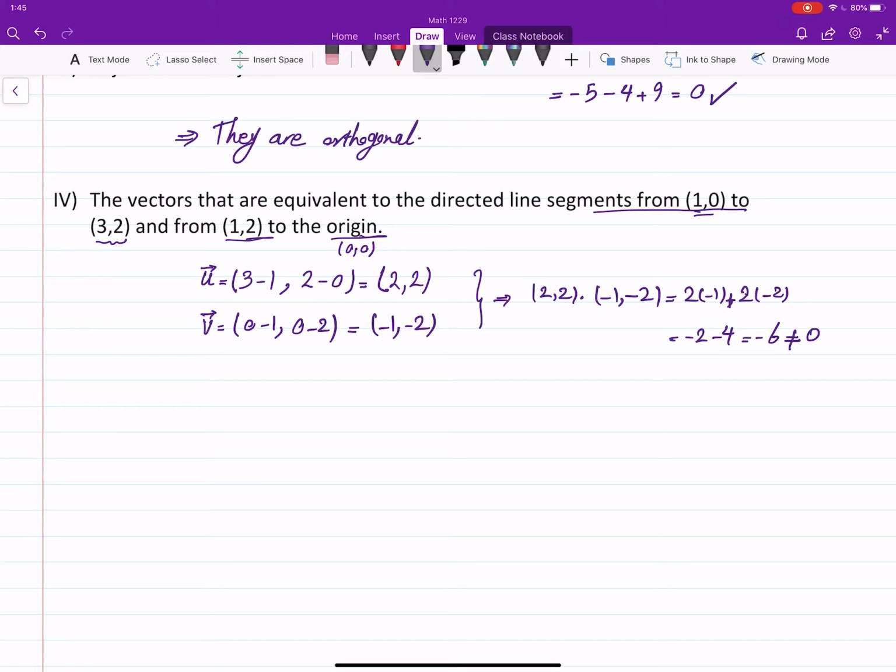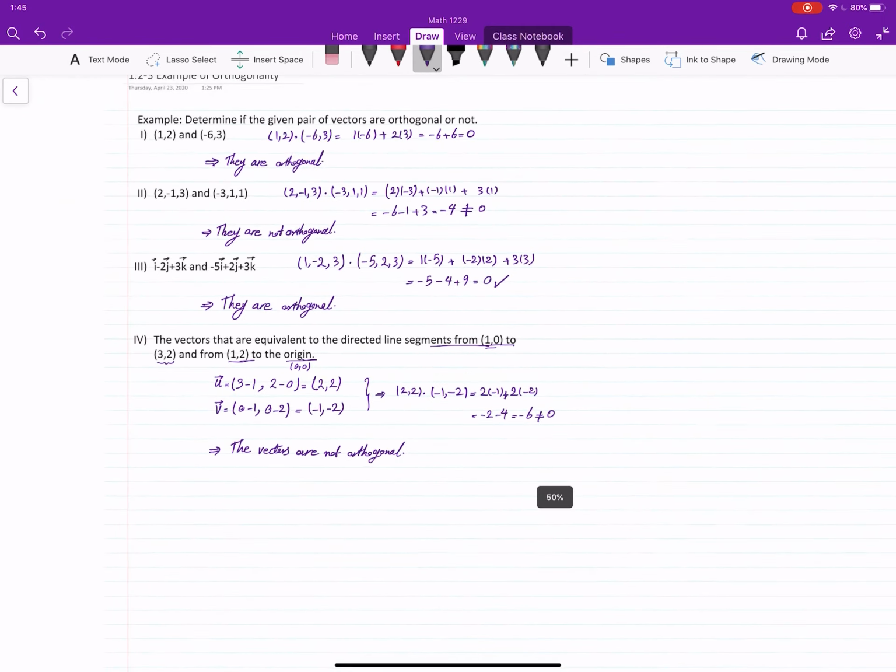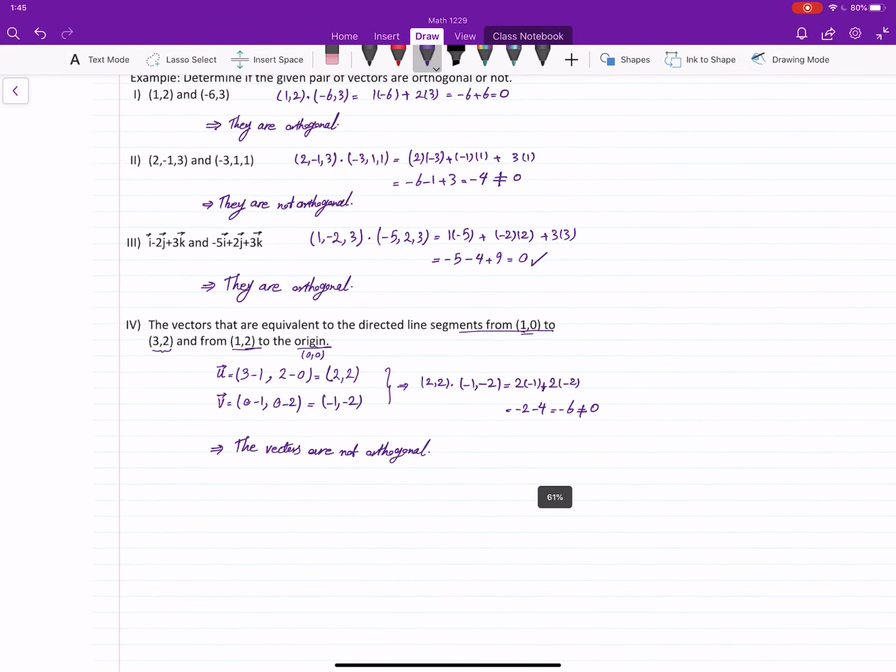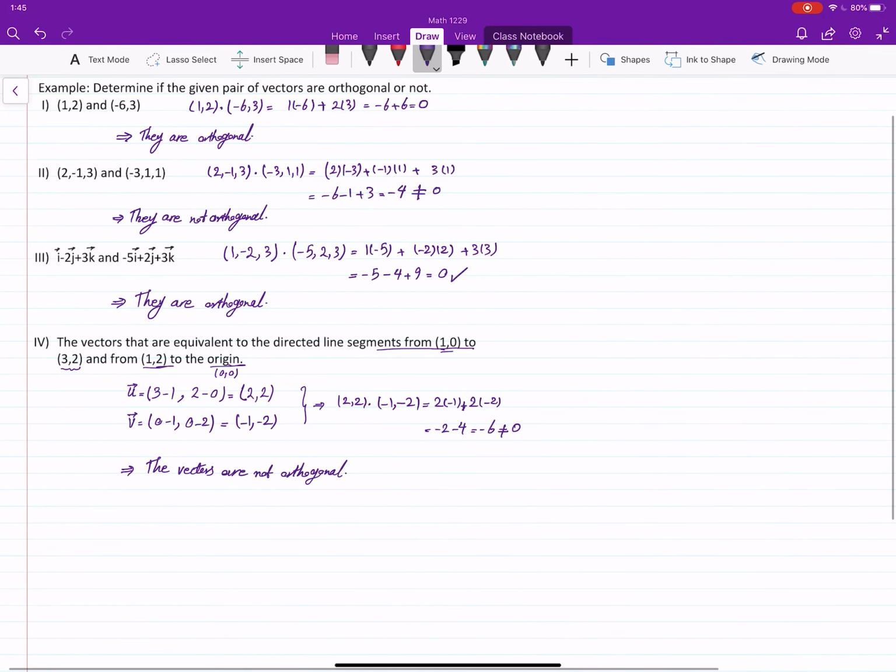The dot product is not 0. As a result, the vectors are not orthogonal. And that was some examples to check the orthogonality. To check the orthogonality, you just need to find the dot product. If it is 0, they're orthogonal. Otherwise, they are not.